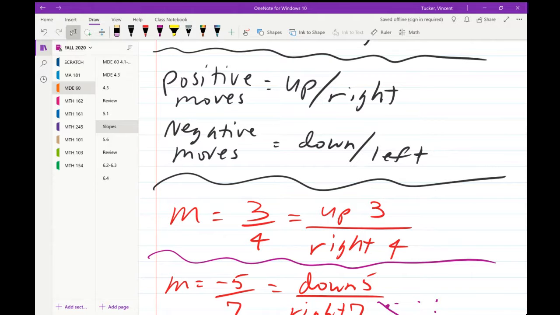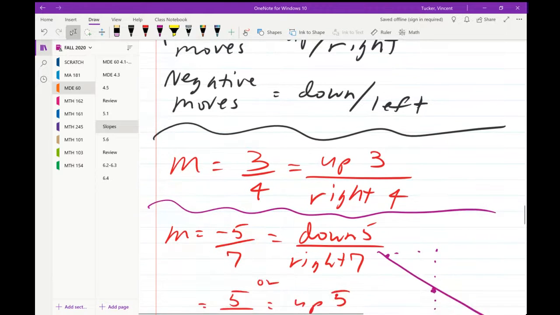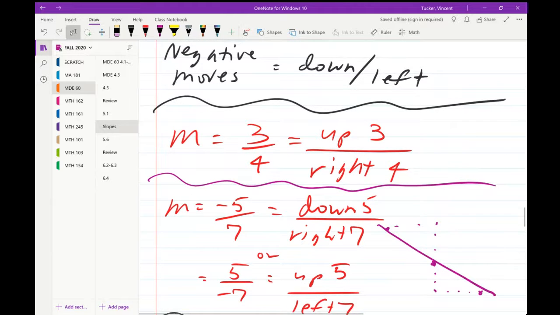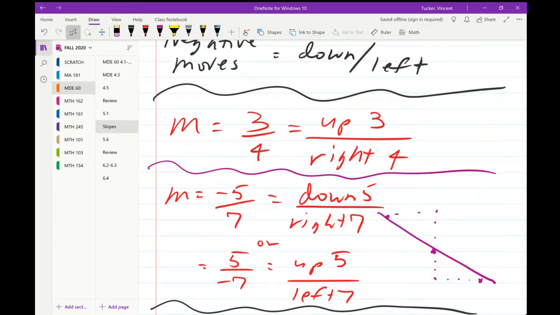So if I have a positive 3 over a positive 4, that means I'm going to go up 3 and right 4. So those are two positive moves. Remember, your decision to move up or down will be on your top number. To move right or left will be your bottom number. If I have negative 5 over a positive 7, or if I just have negative 5 sevenths, normally I say just give the negative to the top number. You can't give it to both because negative over negative would be positive. So it's either go to the top or to the bottom.